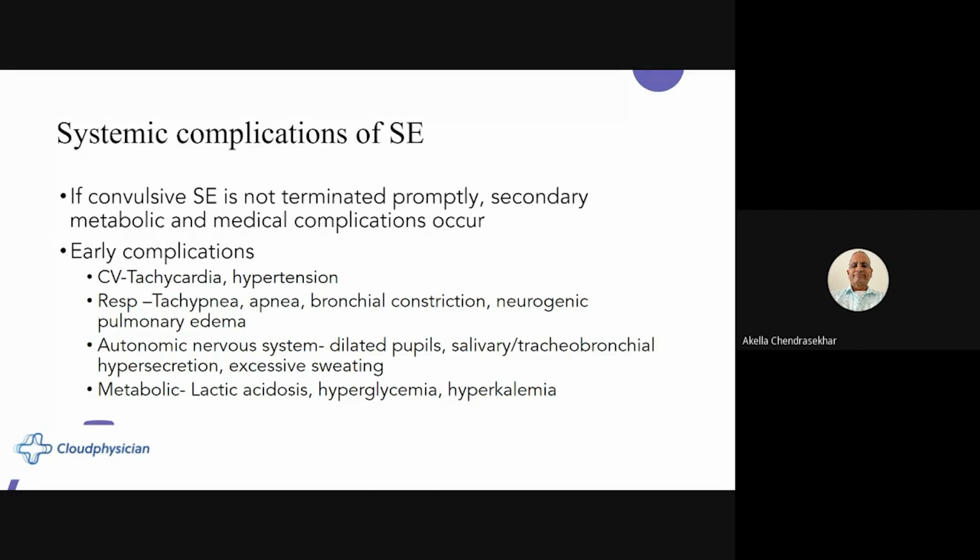The patient may have autonomic issues, dilated pupils. Okay, you may have salivary or tracheobronchial hypersecretion, lots of secretions. The patient may need to be intubated related to that. So keep an eye out. Okay, you may see diaphoresis. Now, if you see excessive sweating, here's the other problem.